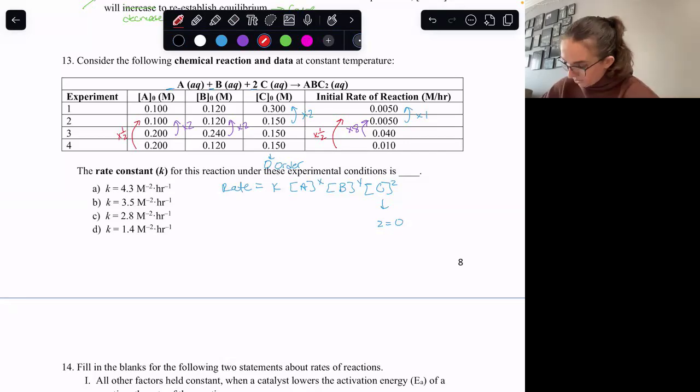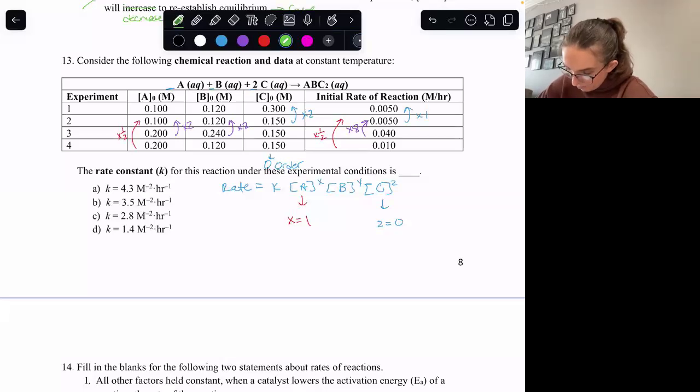Good, this would be first order. Do you see why it's better to pick experiments 4 and 2 rather than 3 and 2? Okay, perfect. So what are the last two experiments that we're going to look at for getting our order for B? What experiments are we going to look at there? Yeah, 3 and 4 is our best option there.